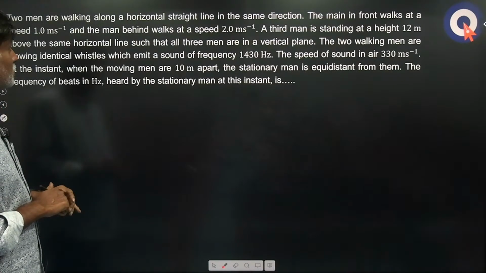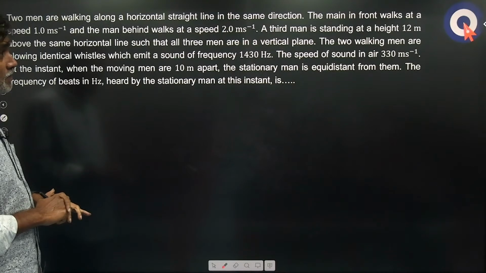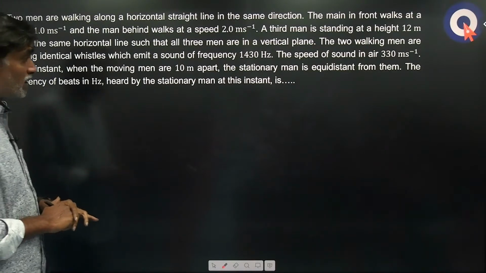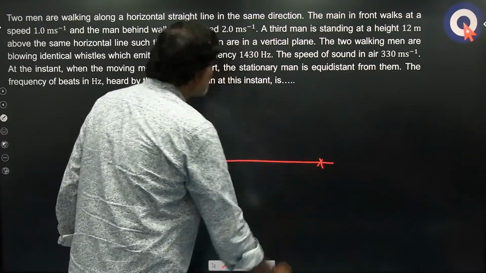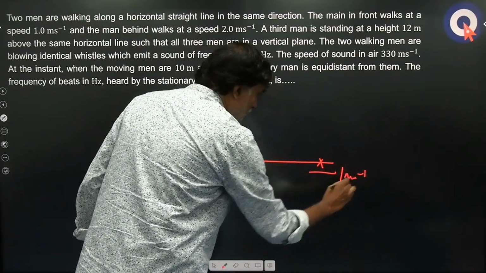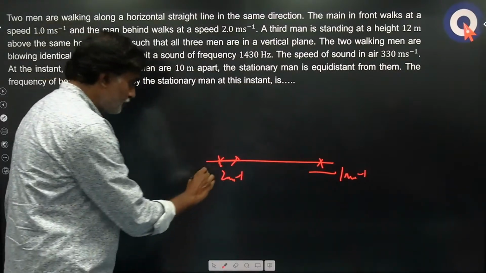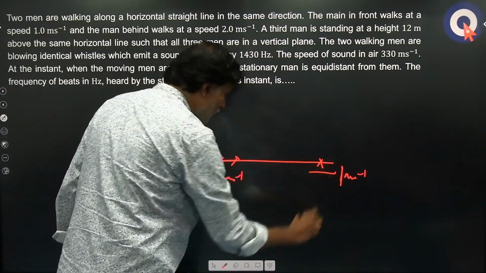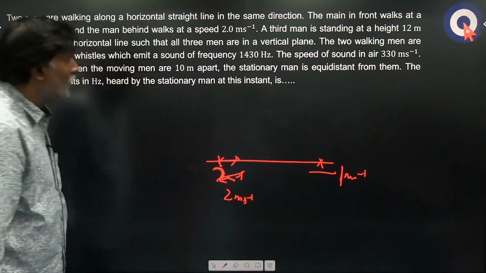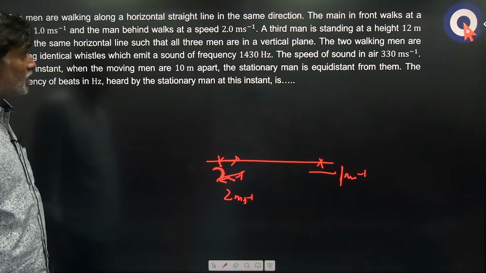Now the next question. Two men are walking along a horizontal straight line in the same direction. The man in front walks at a speed of 1 meter per second and the man behind walks at a speed of 2 meters per second. A third man is standing at a height of 12 meters above the same horizontal line such that all 3 men are in a vertical plane.